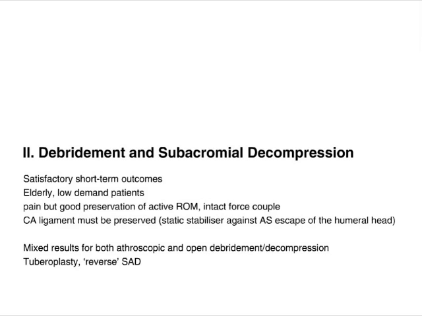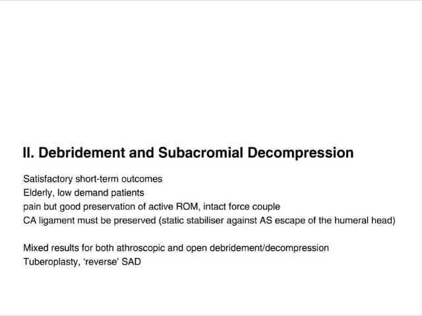You do need to ensure that the CA ligament is preserved, because this is a static stabilizer against anterosuperior escape of the humeral head, which can be quite a problem. And there's mixed results with no clear answer out of the arthroscopic versus open debridement and decompression. They also talk about shaving or resculpting of the greater tubercle, which is essentially a reverse decompression of the subacromial space.